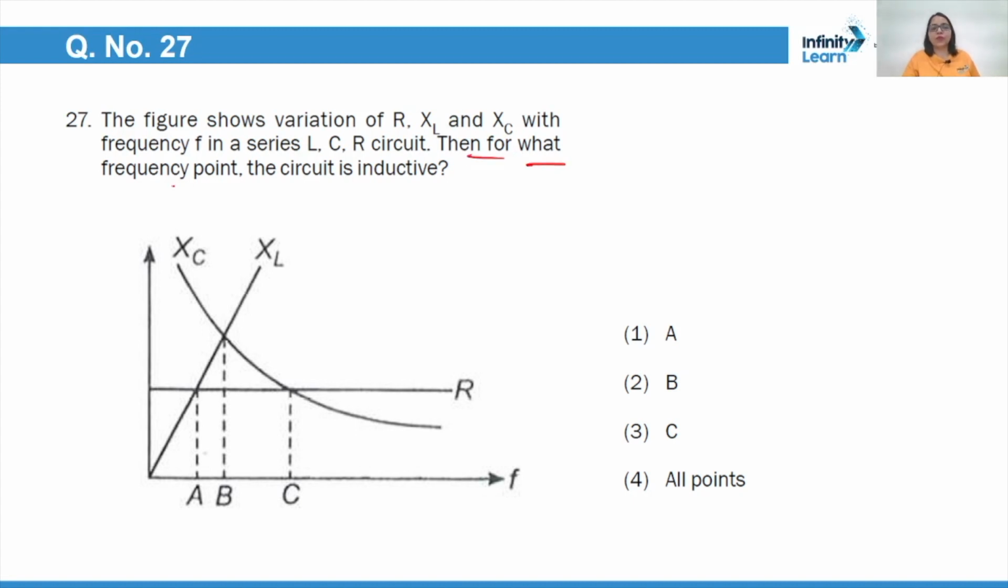Question number 27, we have variation of R, XL and XC with frequency in a series LCR circuit. Then for what frequency point is the circuit inductive? So for inductive, XL should be greater than XC. At point C, XL is greater than XC, at point B it is equal, and at point A, XL is less than XC. So the correct answer is option 3.